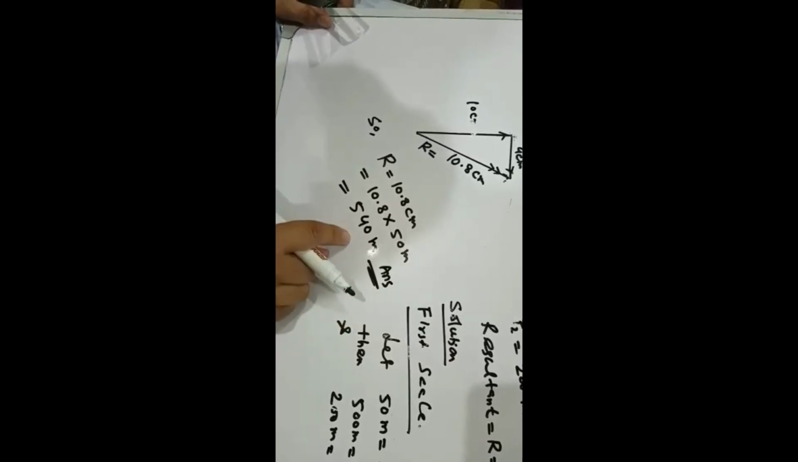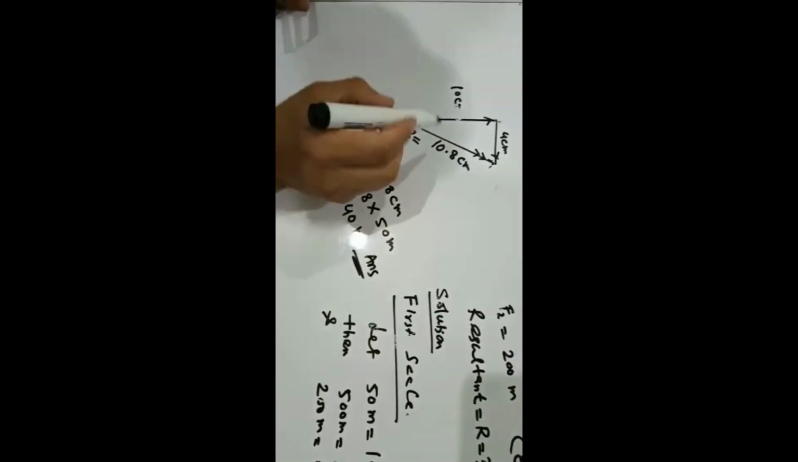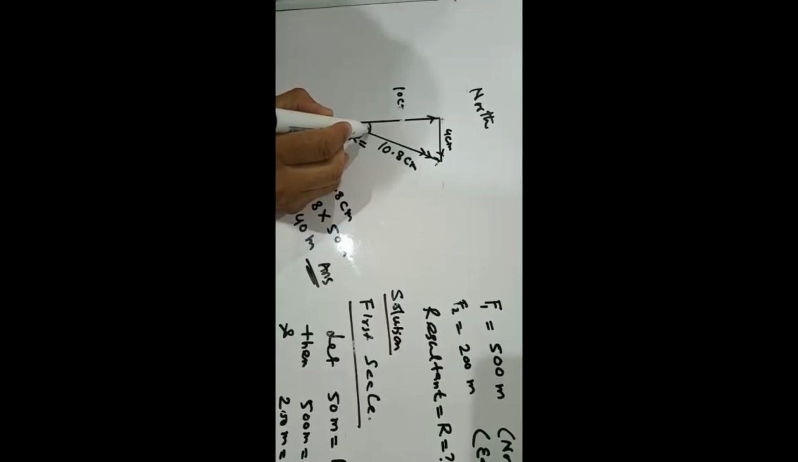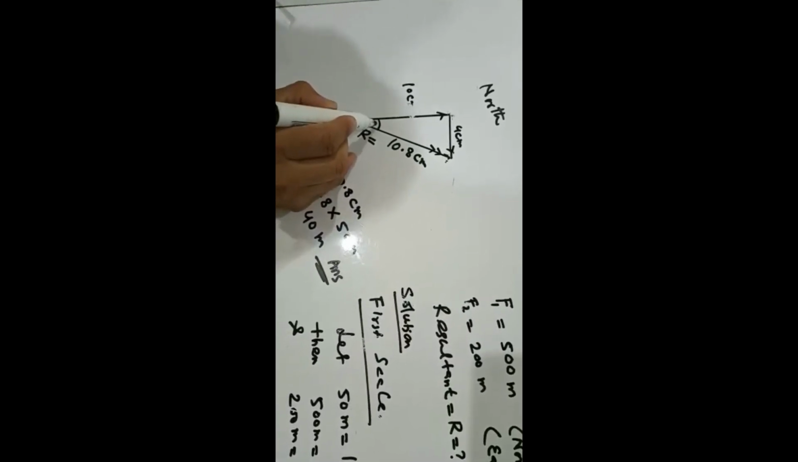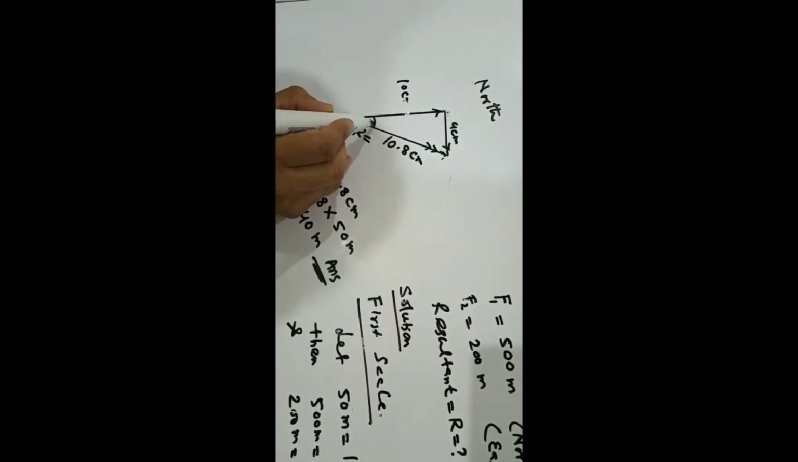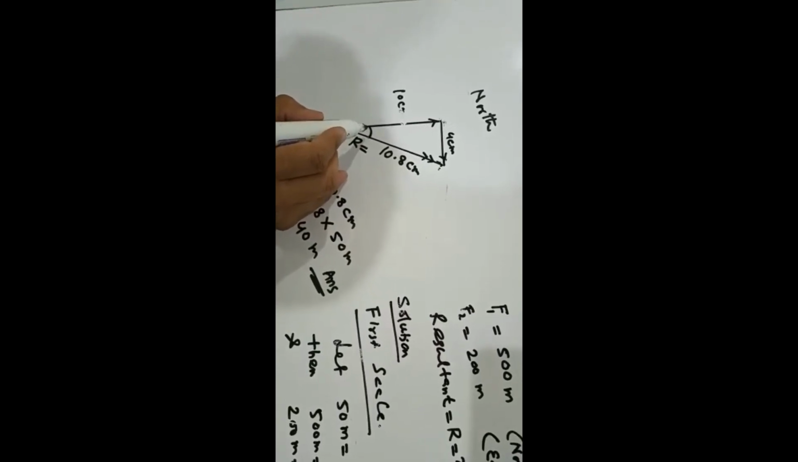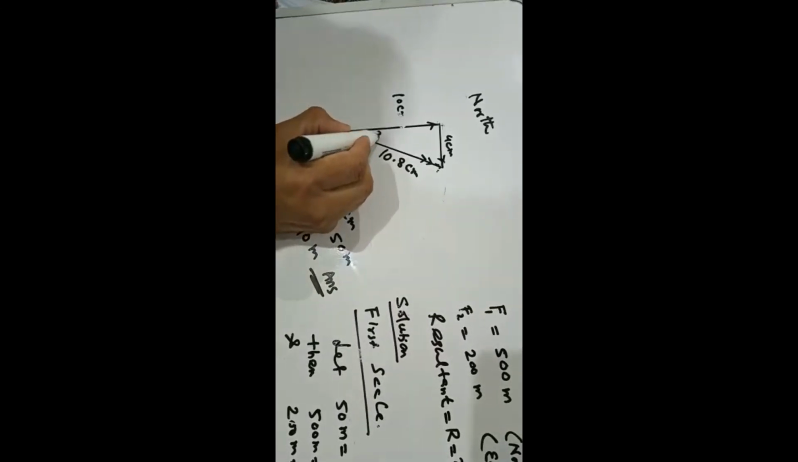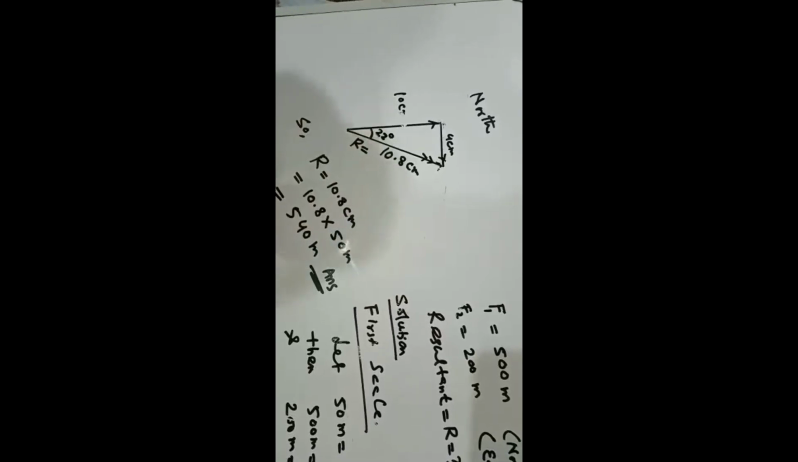That is the magnitude of the resultant. Now here is the direction. You need to find out this with the alpha protector, and this angle comes out to be nearly 22 degrees. That's it.